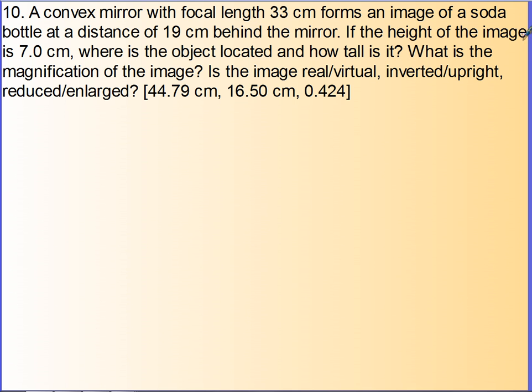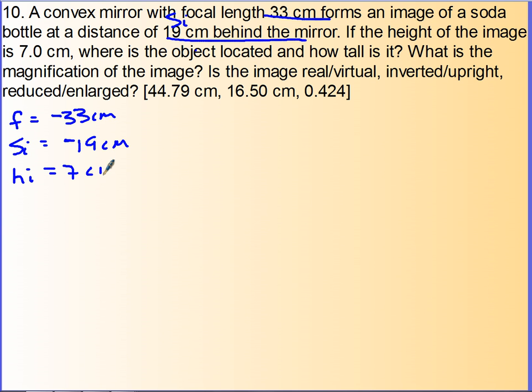By the way, these are much harder than what I'm going to give you on the test, believe me. A convex mirror with a focal length of 33 centimeters, so my focus is negative 33 centimeters, forms an image of a soda bottle at a distance of 19 centimeters behind the mirror. This is SI. So SI is 19 centimeters, and it's behind the mirror, so it's negative. If the height of the image, HI, is 7 centimeters, find basically everything.